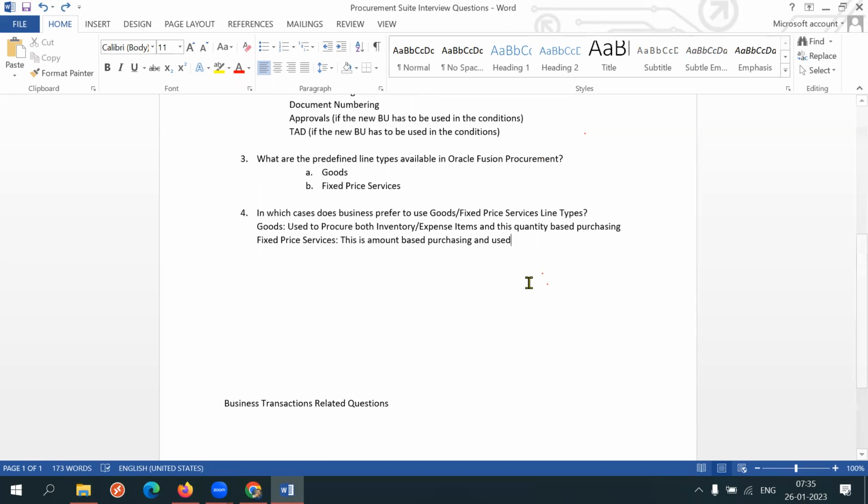This is amount based purchasing and used for services. Used for getting the services for fixed amount. If you want, you can mention like that. Okay.